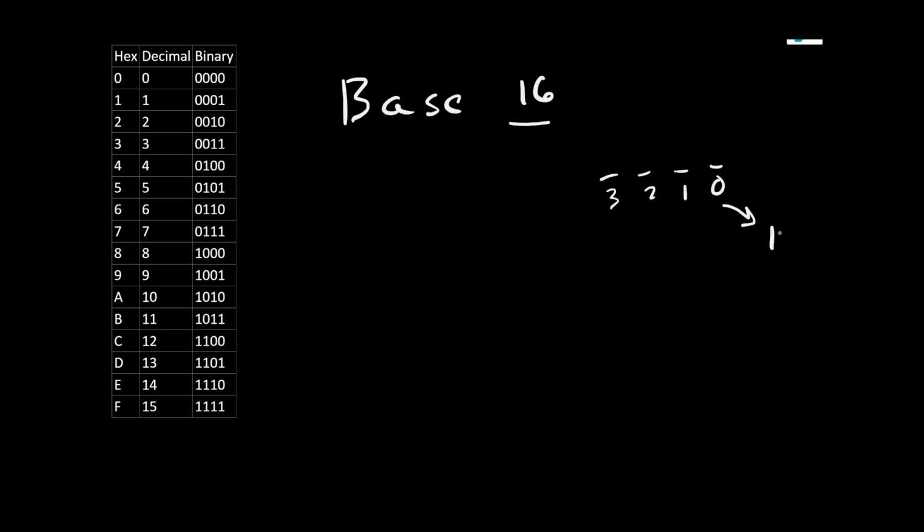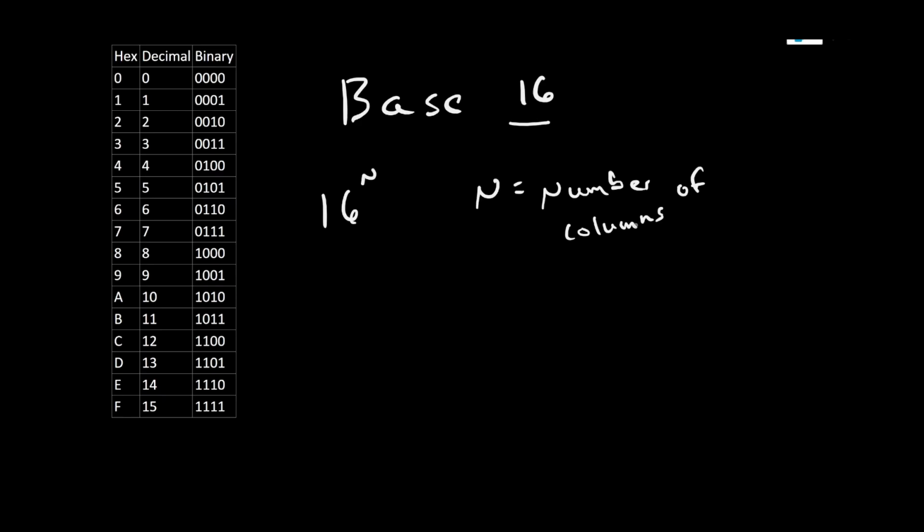And this would be 16 because it's your base to the power of 0, 16 to the power of 1, 16 to the power of 2, or 16 squared. And lastly, that would be 16 cubed, and of course I can go to the 4th, 5th, 6th, however many columns you want. So we know we're base 16, so how many possibilities and what's the range of a hexadecimal number? So the number of possibilities is base 16 to the n, where n equals the number of columns.